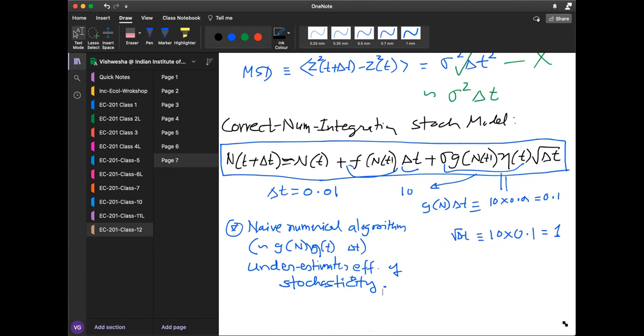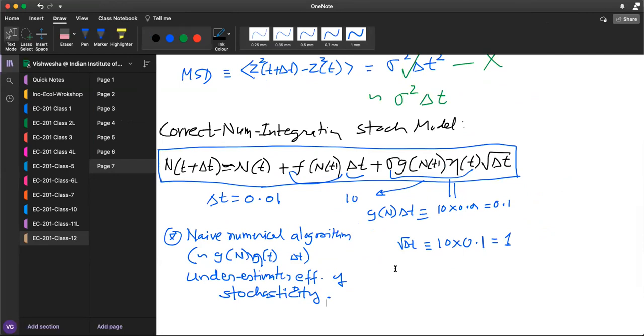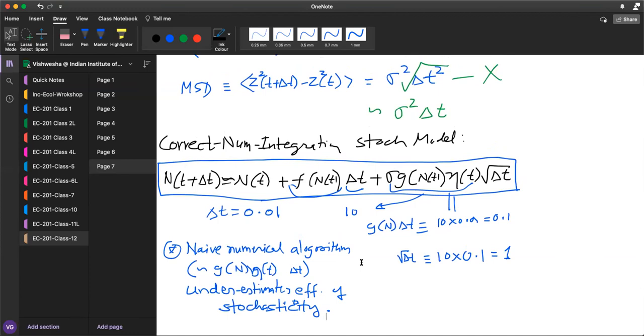So I will stop here today. I think I covered quite a bit of ground, but I will take more questions people may have. Is this numerical method, the square root of delta t, general for other cases also, where we have different functional forms?